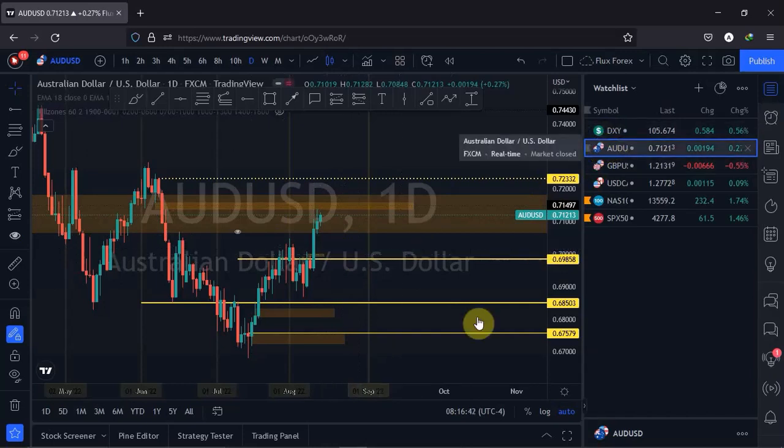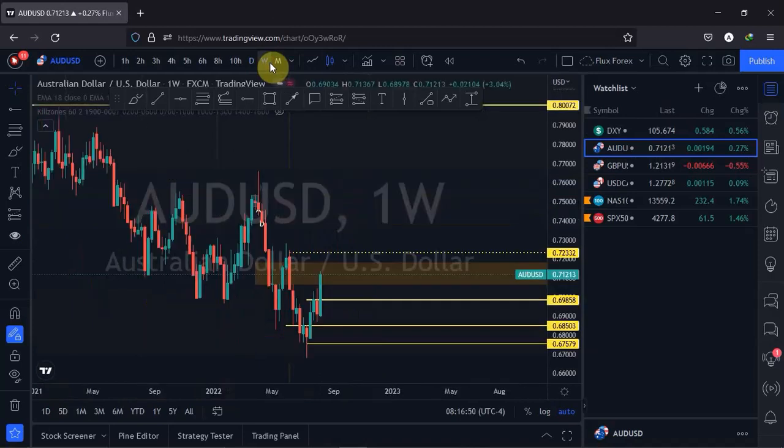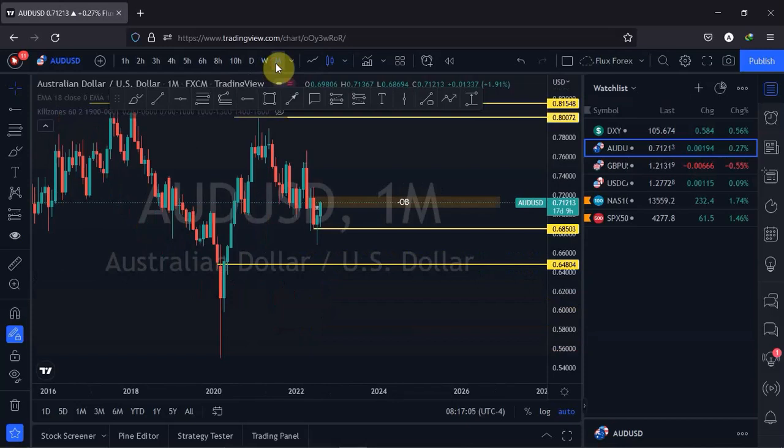All right, yes, so I want to see that negative correlation happening. I want to see price push to the downside. But let's move to the weekly and see what is happening. Yes, so we've tapped into an order block we are seeing here, a fair value gap plus an order block.